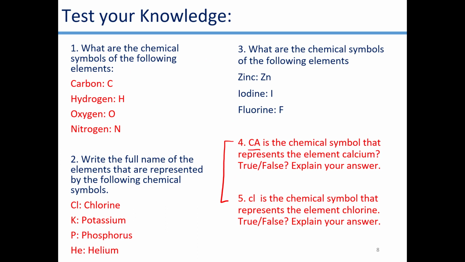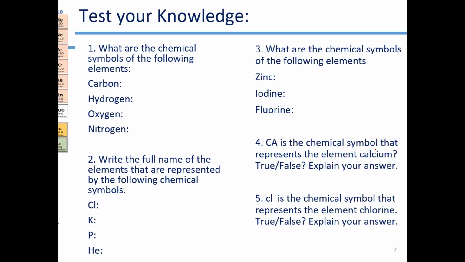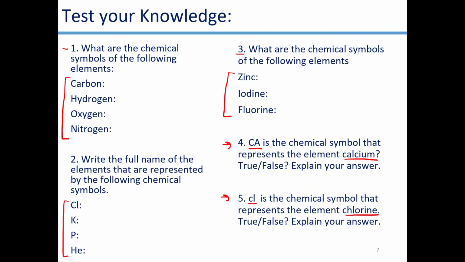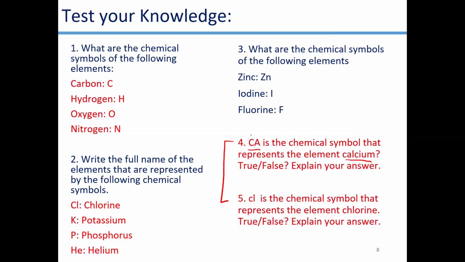For this one, we have C and A, and we're looking for calcium. So if we go back here, we're going to look for it right here. And it's indeed a C and an A, but in this case, it would be false. The reason is that this is saying that C and A is the chemical symbol for calcium, but in fact, it's a capital C and a lowercase a. So this would be the symbol for calcium.